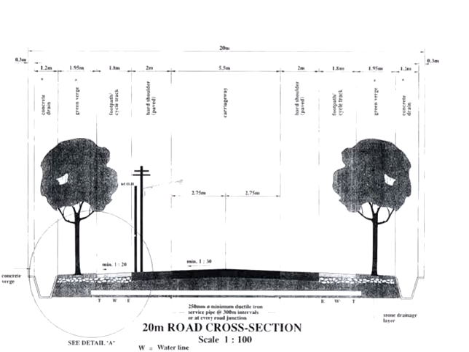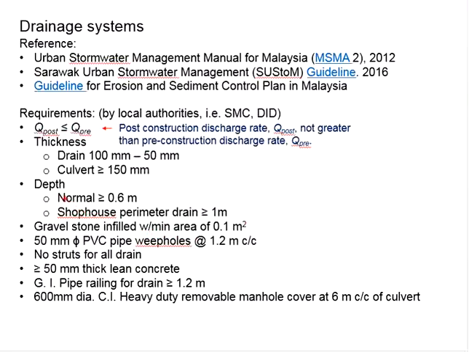Normally, there are minimum depths as specified by the local council. For example, for the normal drain, at least 600 mm depth. As for the perimeter drain for the shophouses, the minimum depth will be 1 meter. For this, you may need to refer to the submission checklist of the local councils. There are also other requirements, such as the minimum thickness of the drain, and in the case that a culvert is required, the minimum thickness of the culvert is 150 mm.